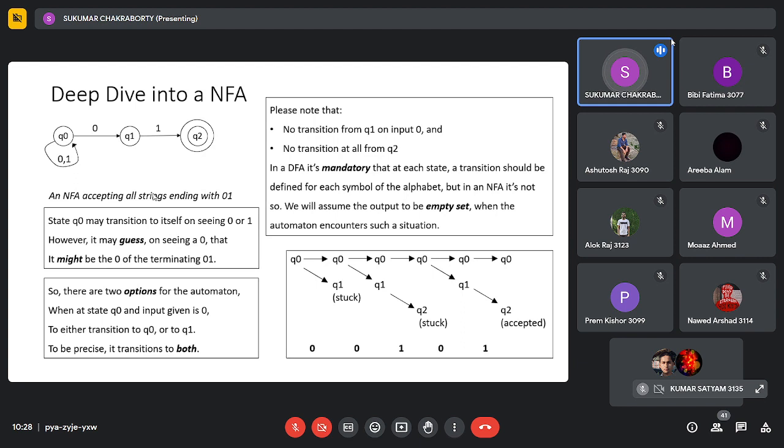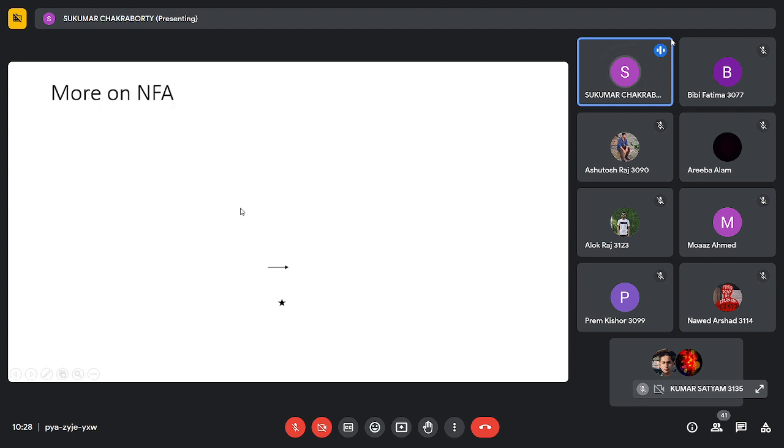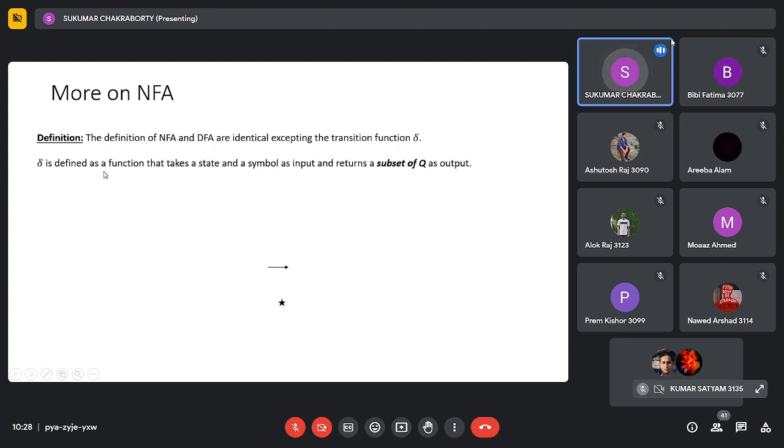Okay, so now let us quickly look into some more facts of NFA. The definition of NFA and DFA are identical except the transition function delta. And how is it different? Delta is defined as a function that takes a state and a symbol as input as usual, like DFA, but returns a subset of Q as output.